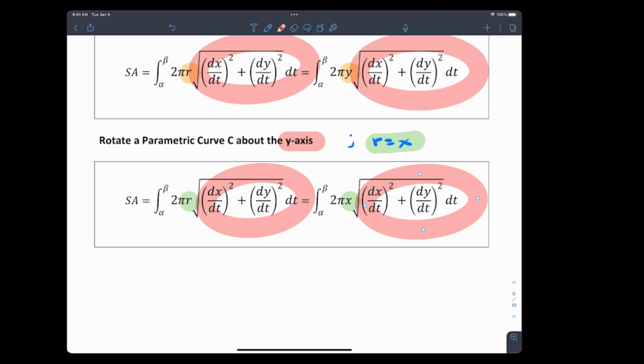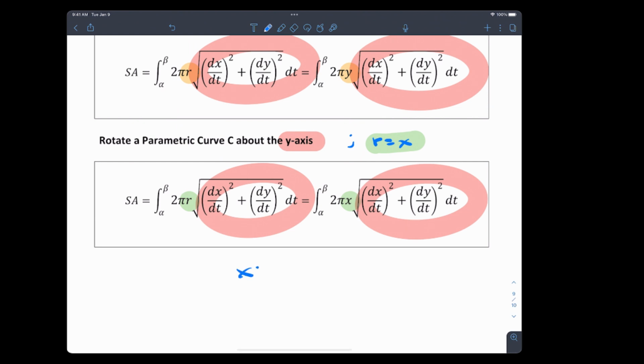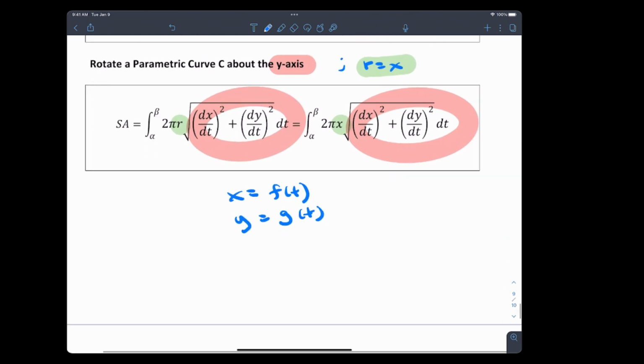And you say, where am I getting my x and y? Remember, this is parametric, so x will be some f of t, y is some g of t. Those are given to you. And then, of course, t is in an interval, alpha less than or equal to t, less than or equal to beta.